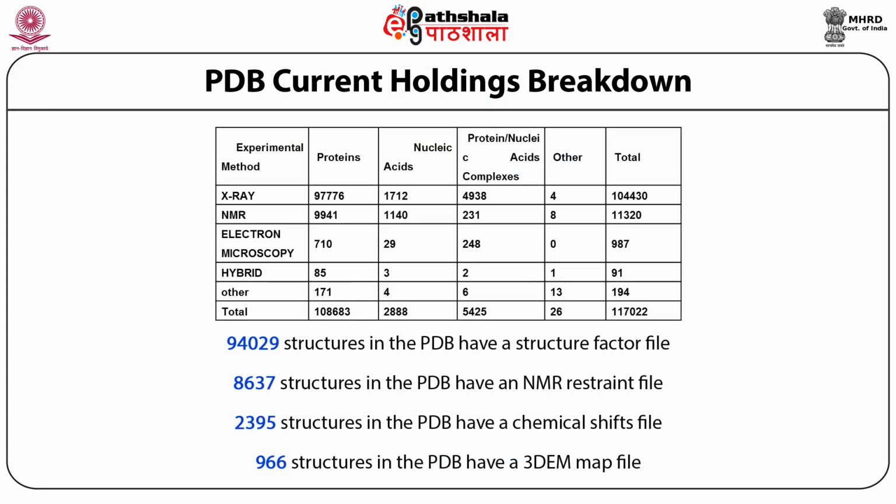One can prepare a chart on the statistics of the PDB current holdings, where you can categorize how many protein structures are deposited, how many nucleic acid structures are deposited, or how many protein nucleic acid complexes or protein ligand complexes have been deposited, and what experimental method has been used to solve the structure, either X-ray crystallography or NMR or electron microscopy and so on.